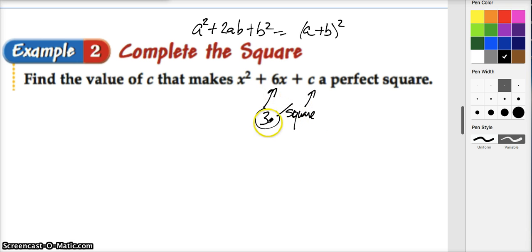We cut it in half and then we square it. So we end up with x squared plus 6x plus 9. 3 squared is 9. And that's it. We just made a perfect square trinomial. So we know that c would have to equal 9.